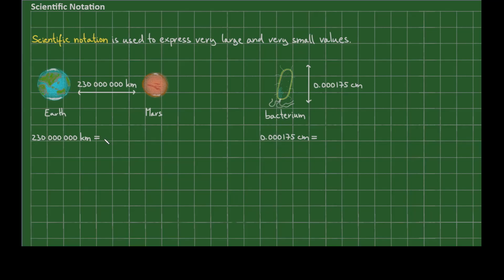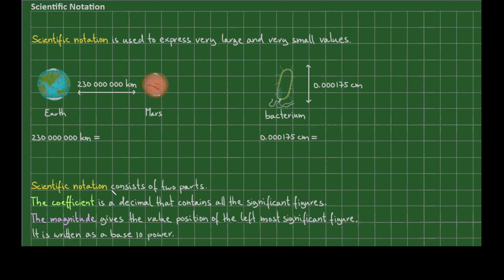Before I convert the average distance between Earth and Mars into scientific notation, I would like to talk about components of a scientific notation. There are two parts to it. There is the coefficient, which is a decimal that contains all the significant figures. And then there is the magnitude, which gives the value position of the leftmost significant figure. The magnitude is written as a base 10 power.